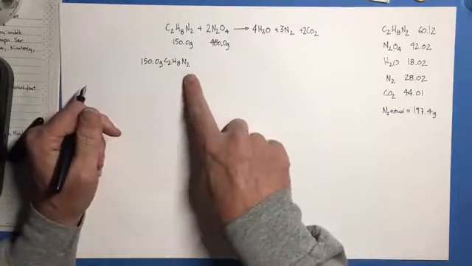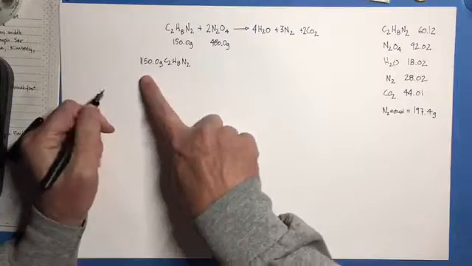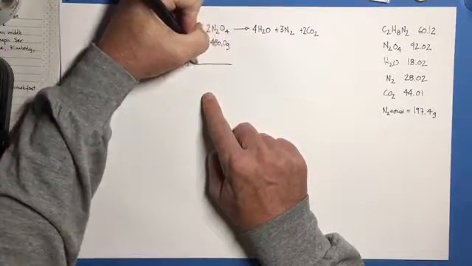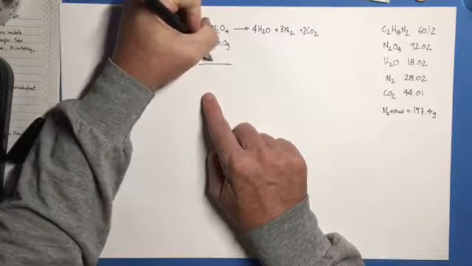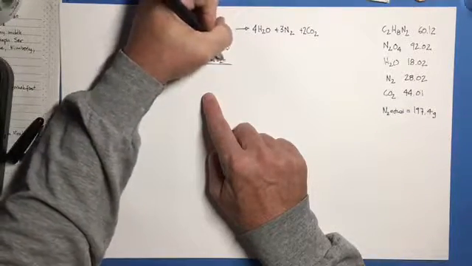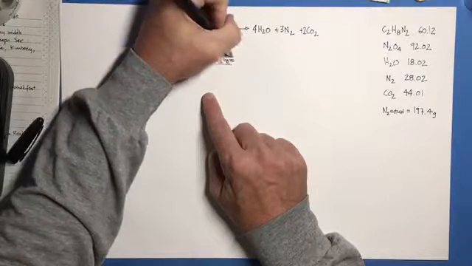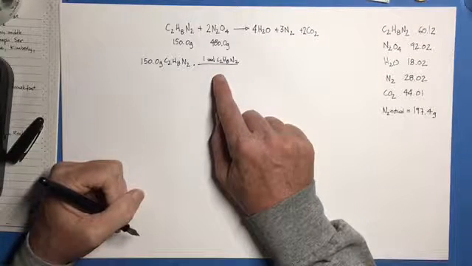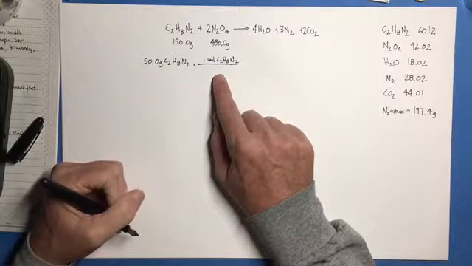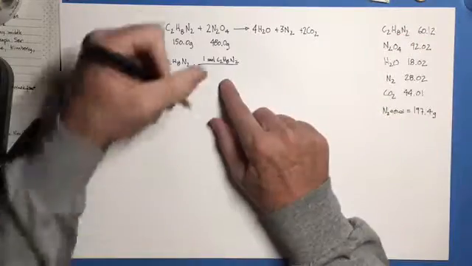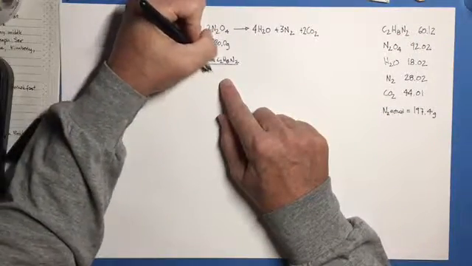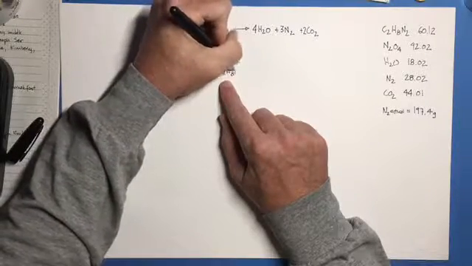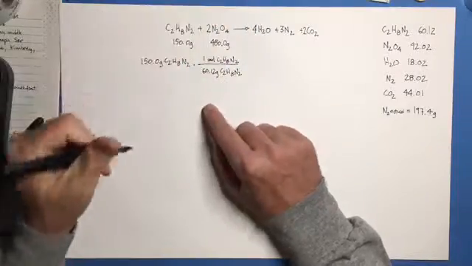So let us do that. Let's start by converting the dimethylhydrazine to moles. So 150 grams of that converted to moles. So I'm going to do that. I will multiply this by 1 mole of C2H8N2 there on the top. And below that, I need to put its equivalent in grams, which is 60.12 grams C2H8N2. All right, so far so good.